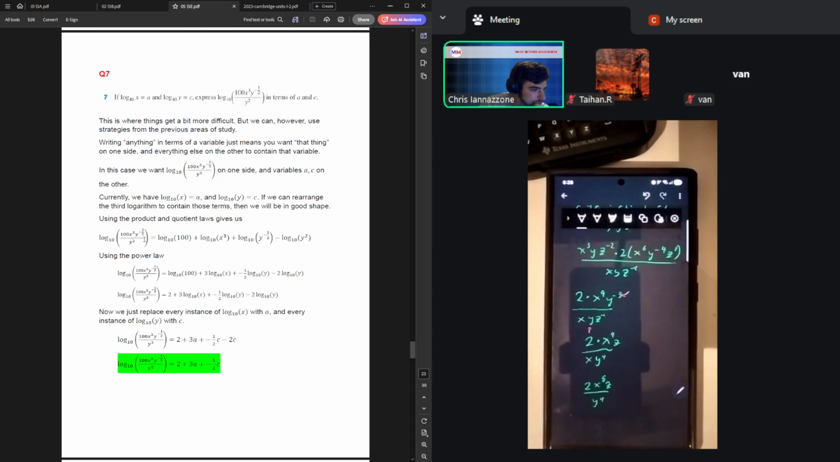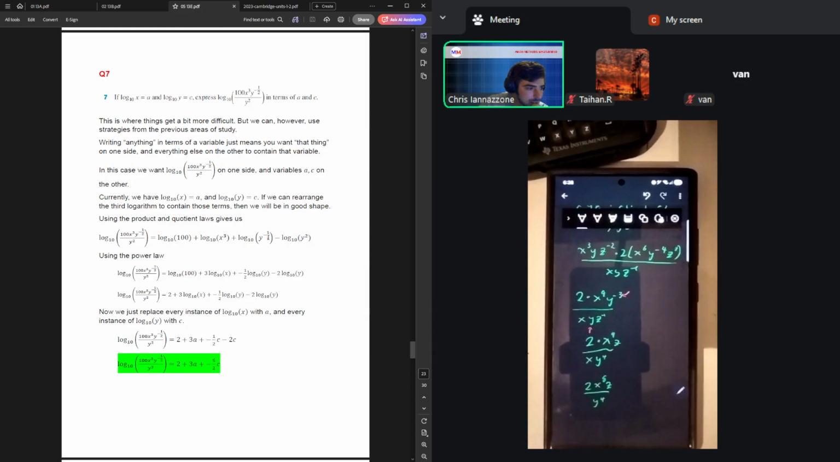It looks like I did a little bit of a different thing. Rather than converting these to exponential form, which you can do, just to show you a different approach, you can split up this big nasty logarithm using the product and quotient laws. Quotient law meaning you do your subtraction, and the product law meaning you do the additions. So it's log 100, plus log x cubed, plus log y to the power of minus half, and minus log y squared.